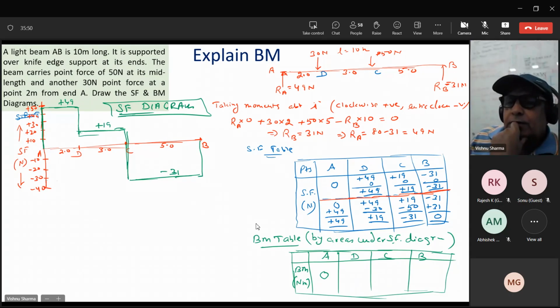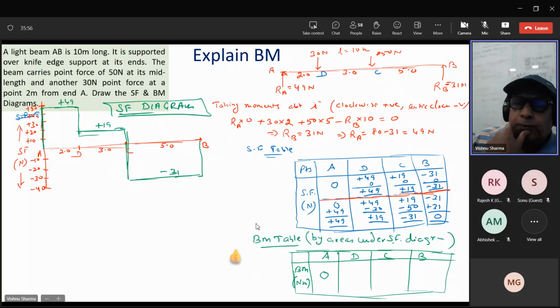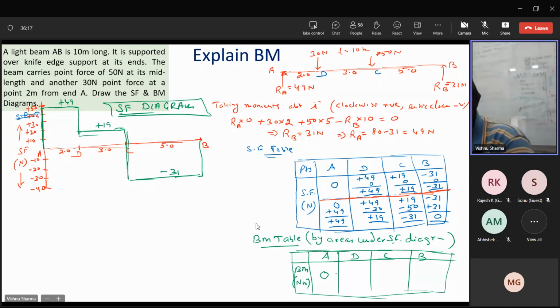I said, if you have any problem, cut a piece of paper on the screen itself. You put your paper in such a way that it is aligned with the x-axis, and now it will cover the right side of the diagram. And then to the left of the paper, is there any area under the curve? No. So the BM at A is 0. Understood, guys? Yes, sir. Then we'll carry this 0 forward.